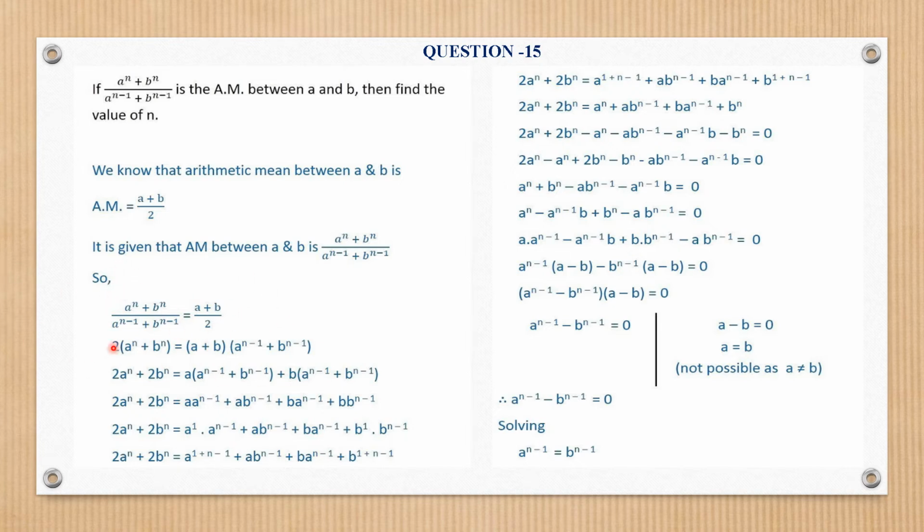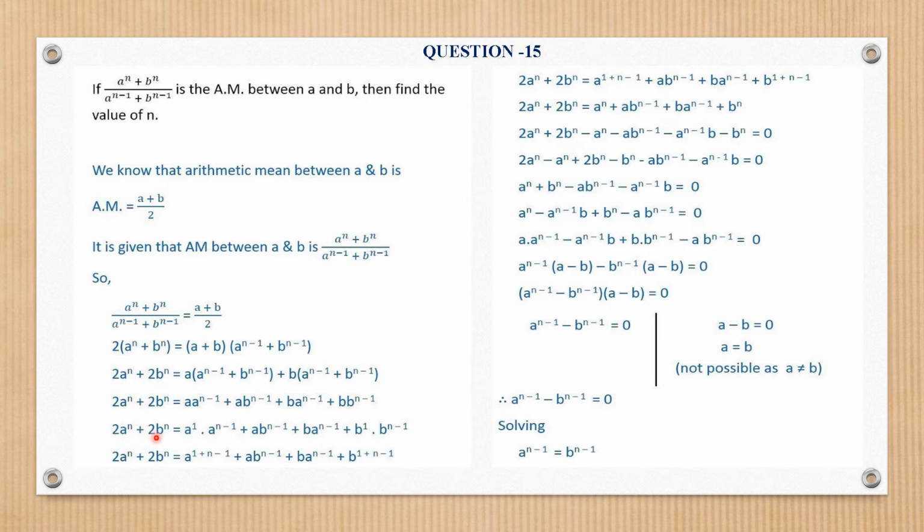The question up to here is done, now you will solve and apply the properties of exponents to get the desired value of n. So multiply, it becomes 2 times a^n + b^n, and (a + b) times this complete. So it is 2a^n + 2b^n. This is a into this complete plus b into this complete. So 2a^n + 2b^n is equal to, now open it: a·a^(n-1) + a·b^(n-1) + b·a^(n-1) + b·b^(n-1).